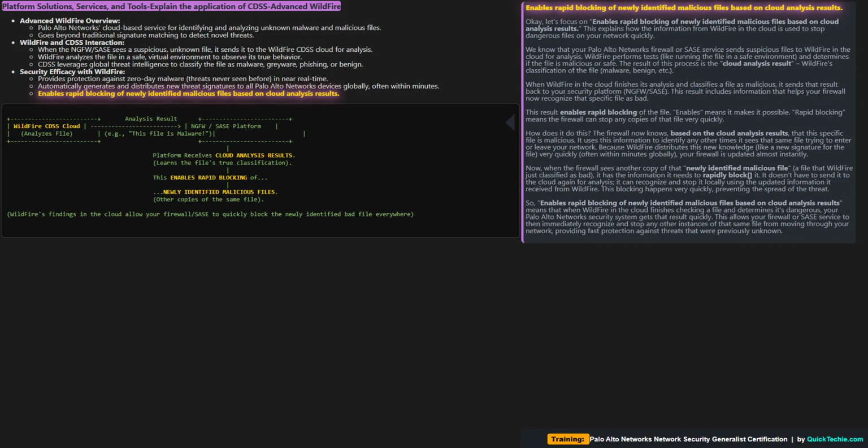So, enables rapid blocking of newly identified malicious files based on cloud analysis results, means that when WildFire in the cloud finishes checking a file and determines it's dangerous, your Palo Alto Networks security system gets that result quickly. This allows your firewall or SASE service to then immediately recognize and stop any other instances of that same file from moving through your network, providing fast protection against threats that were previously unknown.